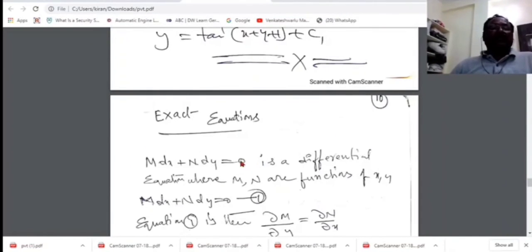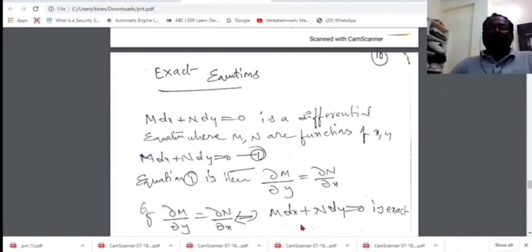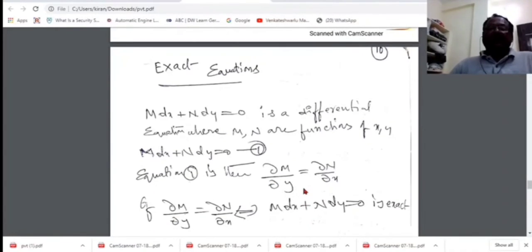Now, the equation M dx plus N dy equal to 0 is a differential equation where M and N are functions of x and y. Suppose equation 1, M dx plus N dy equal to 0, is exact. Then ∂M/∂y is equal to ∂N/∂x.